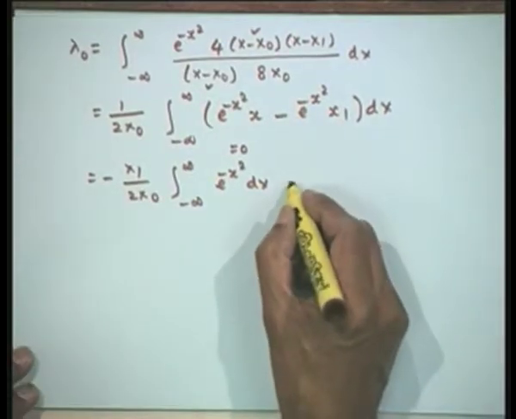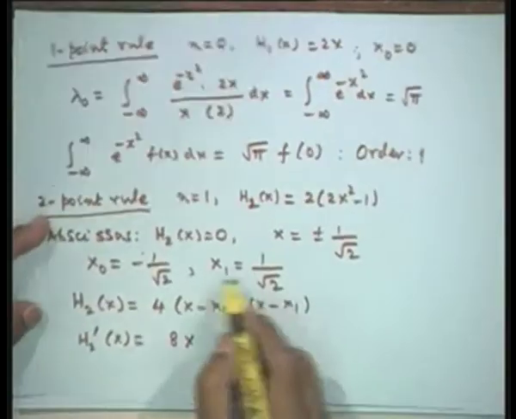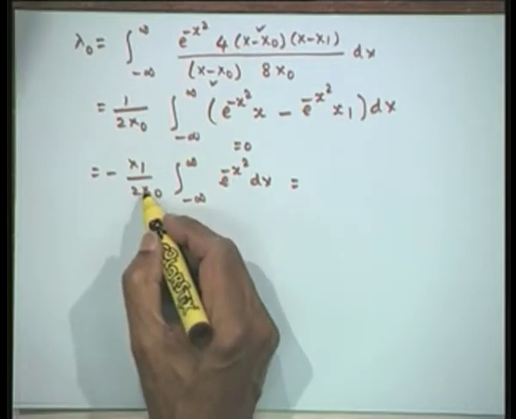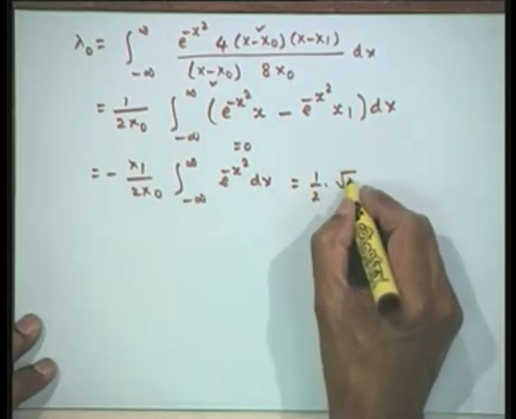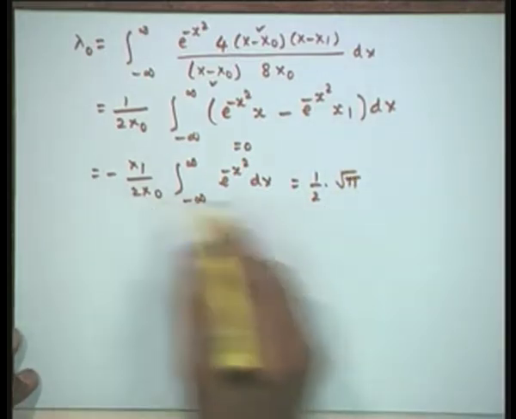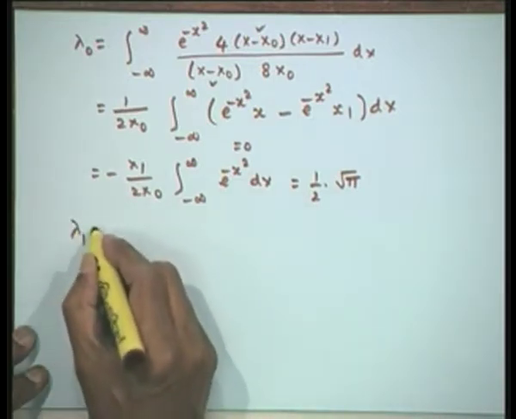Now, let us take the ratio of x 1 and x naught, these are in magnitude the same, its ratio is minus 1. So, it will have plus half and this is root of pi. Therefore, we have lambda 0 is equal to root pi by 2. Now, lambda 1.